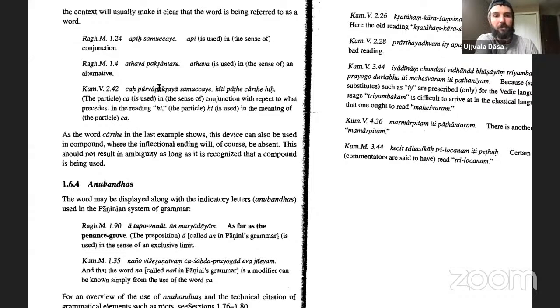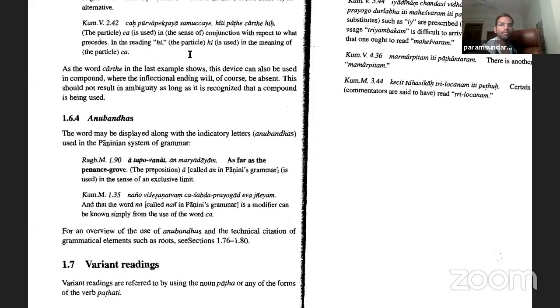Chaha purvapekshaya samuchaye hiti pate charte hi. The particle cha is used in the sense of conjunction with respect to what precedes. Chaha purvapekshaya samuchaye. In the reading, he is used in the meaning of the particle cha. Hiti pate charte hi. So again, we just see he is using hiti to refer to he, the word he. He iti means he's putting he in parentheses, and chaha also means he's putting cha in parentheses because he's talking about that word.